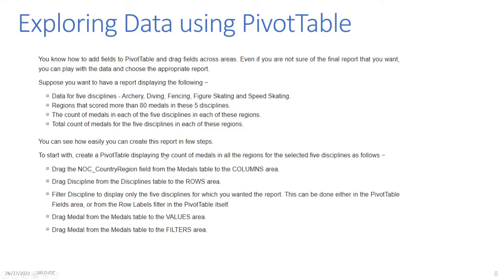Exploring data using pivot table. You know how to add fields to pivot table and drag fields across areas. Even if you are not sure of the final report that you want, you can play with the data and choose the appropriate report. Suppose you want to have a report displaying the following: data for 5 disciplines: archery, diving, fencing, figure skating, and speed skating.